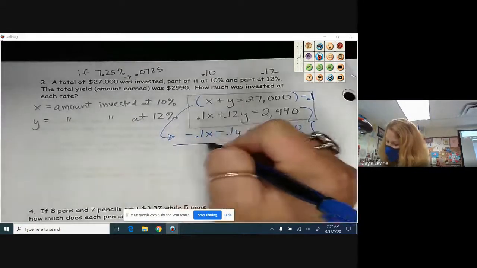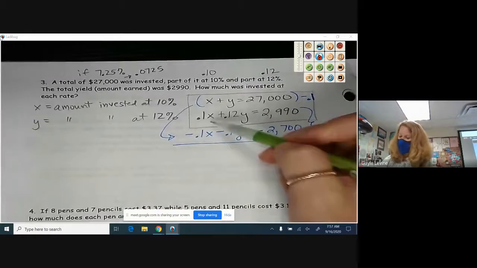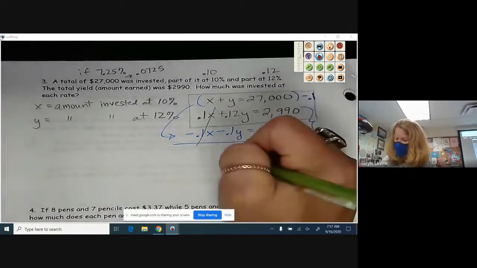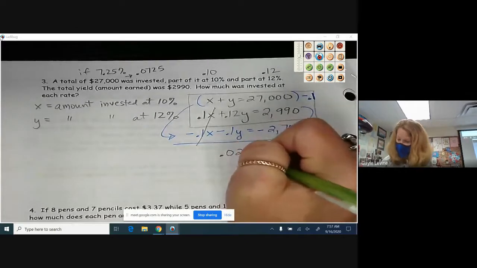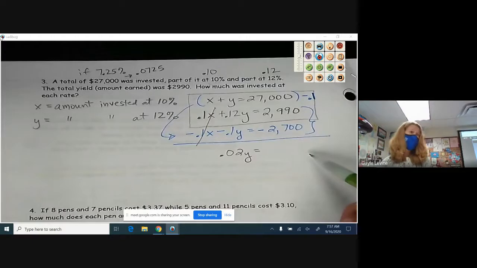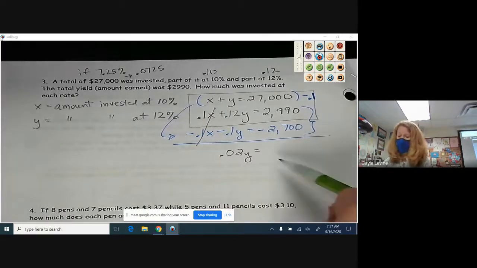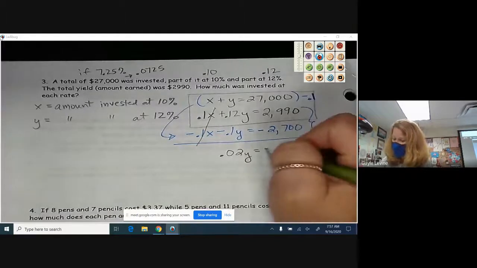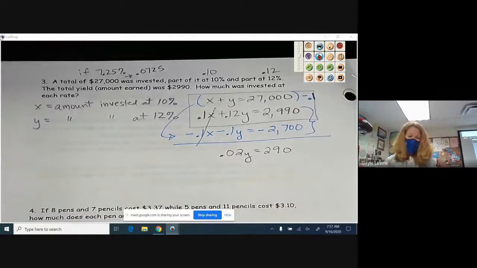Okay, so I'm going to add those together. The x's will cancel, they'll add to 0. And I have 0.12y minus 0.1y. So it's like 12 minus 10, so be careful with your decimal places. You should be getting 0.02y, which is positive. So this term here is positive. If for some reason your right-hand side turned out to be negative and you're trying to find a dollar amount for an investment, it's probably wrong. So you probably did something wrong. And then the right-hand side, when you subtract, you're going to get 290. Okay, and then you just solve from there.